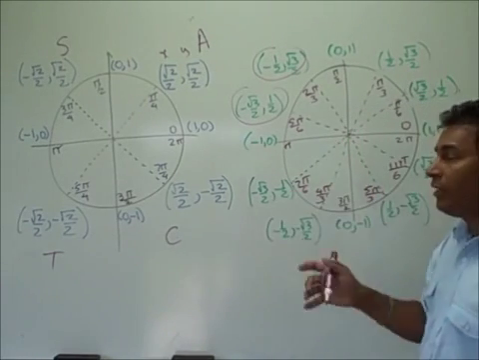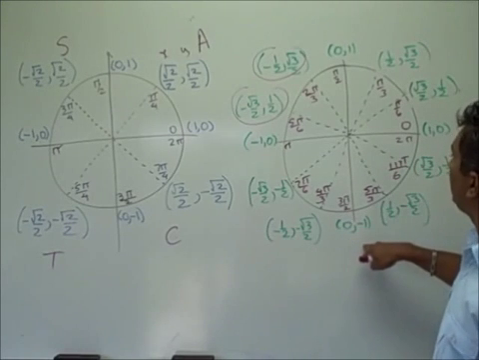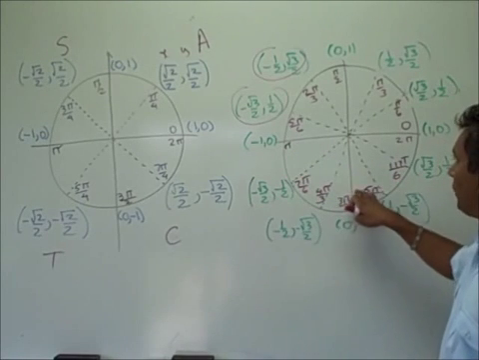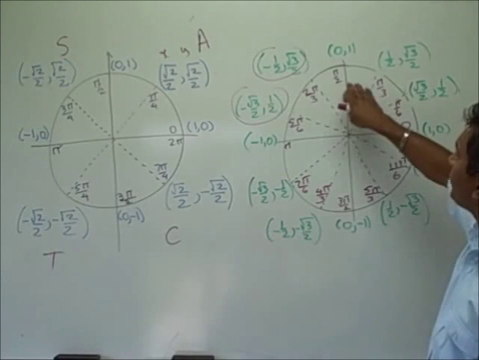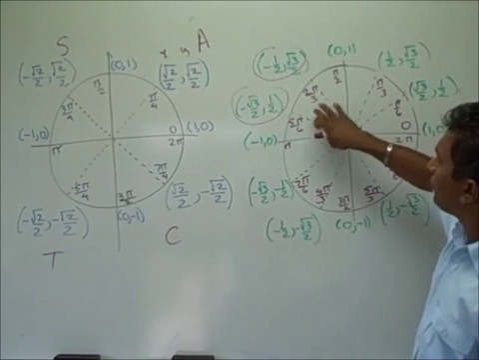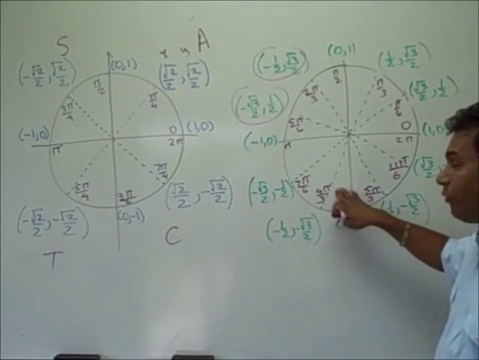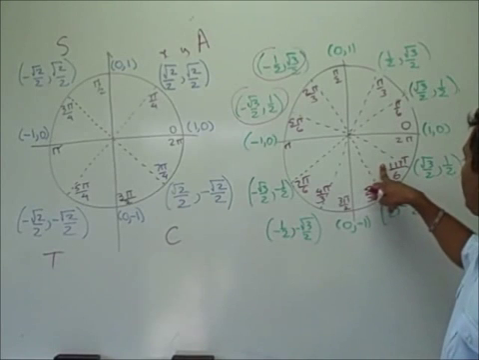Here we're further dividing our unit circle into more parts. Here we're dividing into 12 parts. So in addition to our 0, pi over 2, pi, 3 pi over 2, back to 2 pi, we now have pi over 6, pi over 3, 2 pi over 3, 5 pi over 6, 7 pi over 6, 4 pi over 3, 5 pi over 3, and 11 pi over 6.